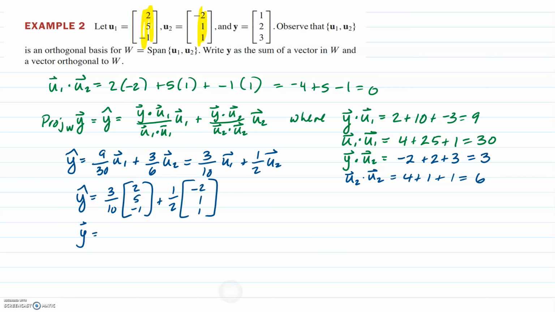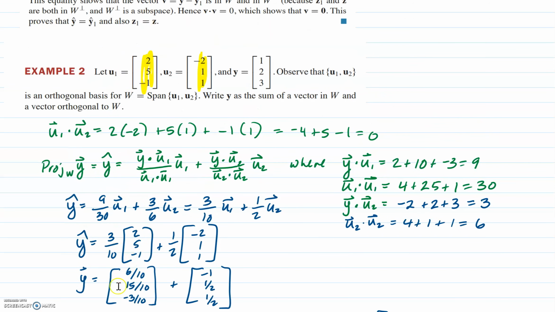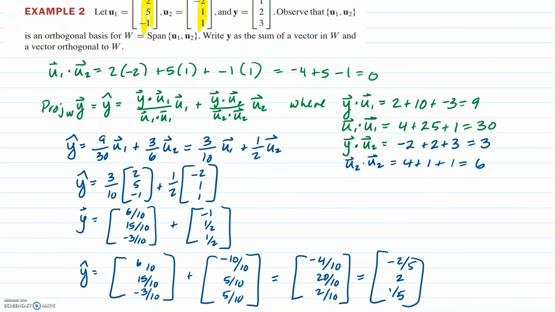So that would equal 6/10, 15/10, negative 3/10, plus negative 1, 1/2, and 1/2. And getting an LCD of 10, making this negative 10 over 10, 5 over 10, and 5 over 10, we can add those and then reduce. So here is Y hat: negative 2/5, 2, and 1/5.